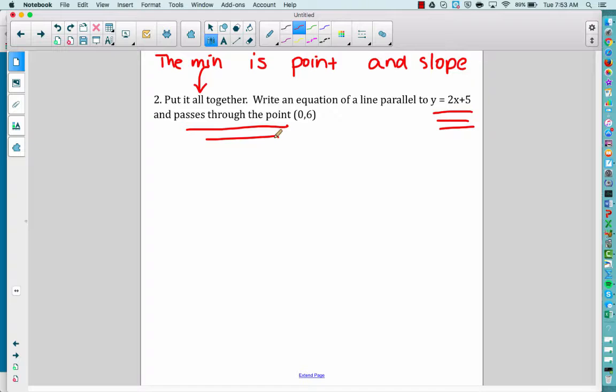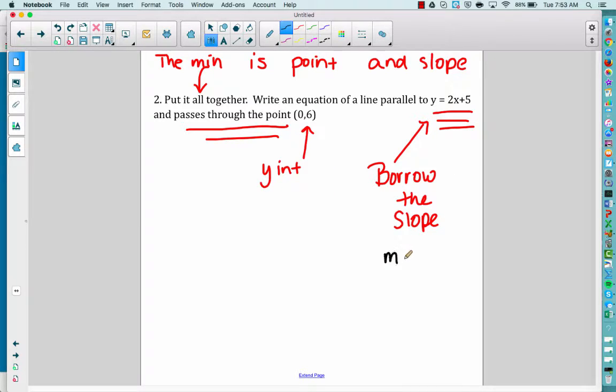To write the equation of a line, I have a point, and I actually have a very special point. I want you to identify that point. That is the y-intercept. So my line has a y-intercept of 6. My line is parallel to this line, so we have to borrow the slope. If they're parallel, that means they have the same slope. So my slope would have to be 2, because the slope of this line is 2, and it is parallel to that line.